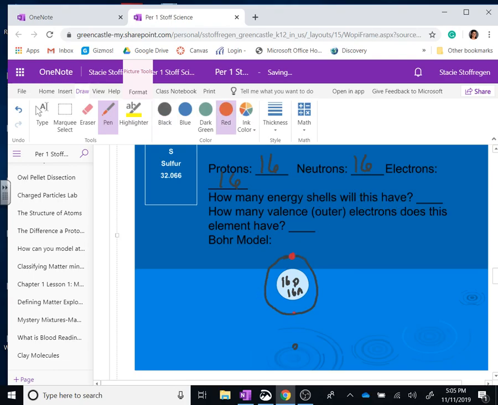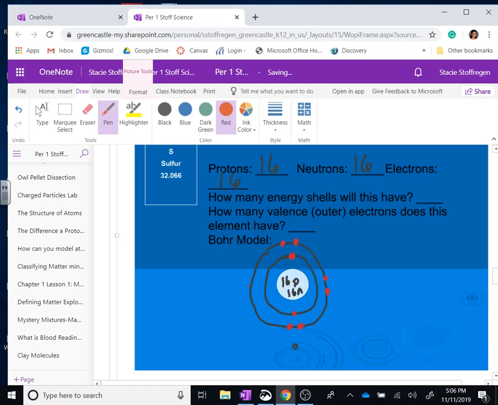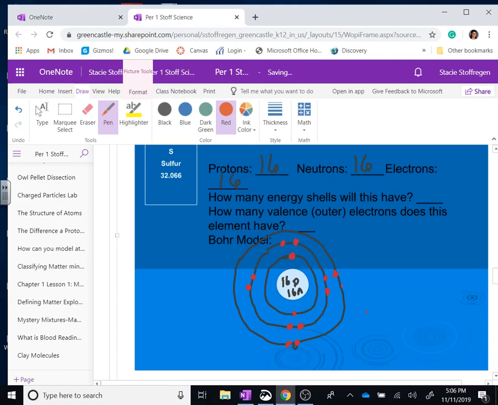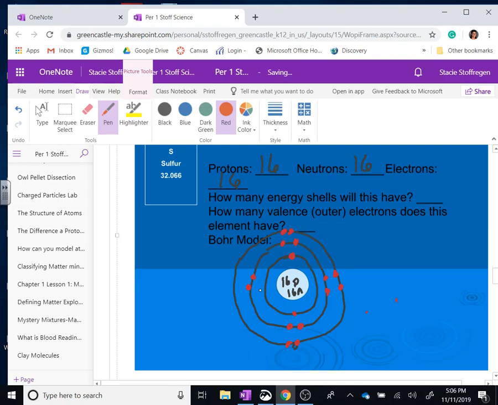We got 2. And we're going to go to the next shell. So we're going to have 2 again. There's 4, 6, 8, 10. So we're up to 10 electrons. So it looks like we need to go to another shell. So we're at 10, then 12, 14, 16. And I'm drawing them in pairs.